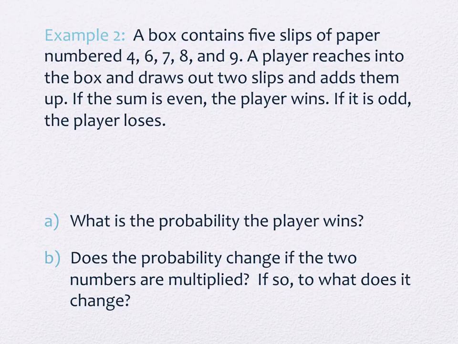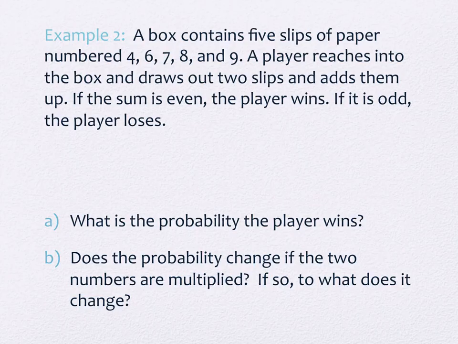So we've got a box and it contains 5 slips of paper: 4, 6, 7, 8, and 9. The player reaches into the box and draws out 2 slips of paper and adds them together. If the sum's even, the player wins. If it's odd, they lose. Okay, so can you picture what's happening? They can't reach in and grab 2 7s, right? Because they're reaching in and grabbing 2 of them at the same time. They're not putting them back inside and grabbing it again. Okay, so they're grabbing 2 separate numbers.